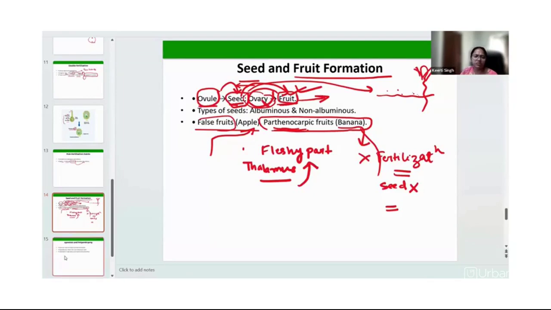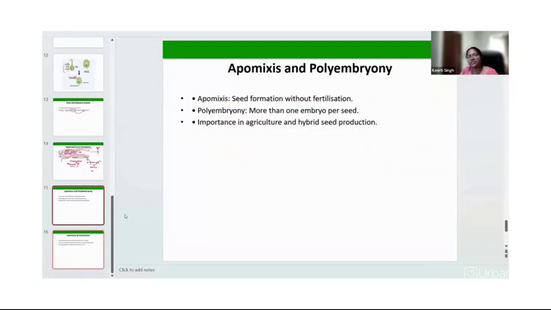Okay, so we will study all these, what the apomixis process is, and polyembryony, why there is production of more than one embryo per seed, why it is happening. In parthenocarpy the fruits are formed without fertilization, and in apomixis seed is formed without fertilization. What is the need of this? So we will all deal with this in this chapter.